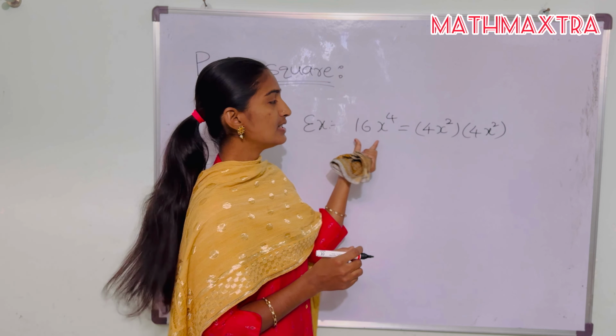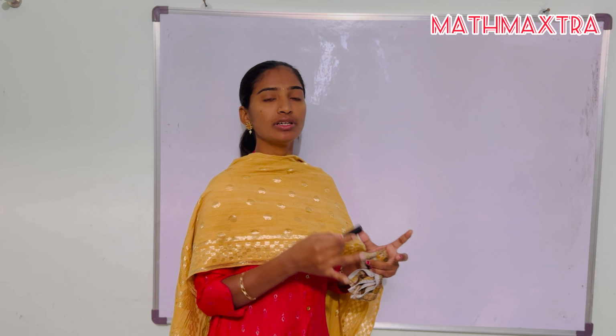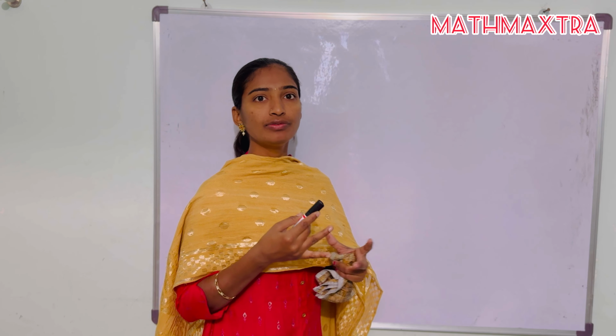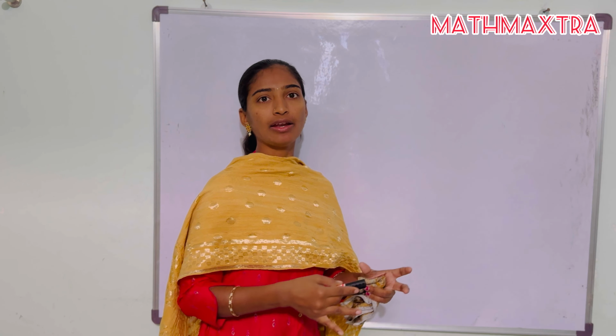Okay. What happens if a binomial is multiplied by itself? Means how many terms does the product of two same binomials contain? How many terms? In the yesterday class we have seen that if you multiply two binomials, the product of the two binomials need not be 4 terms, isn't it?